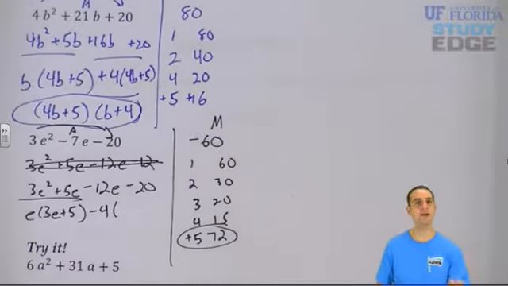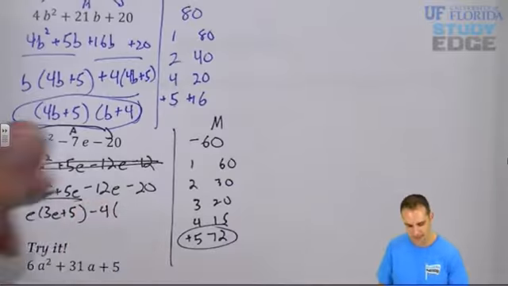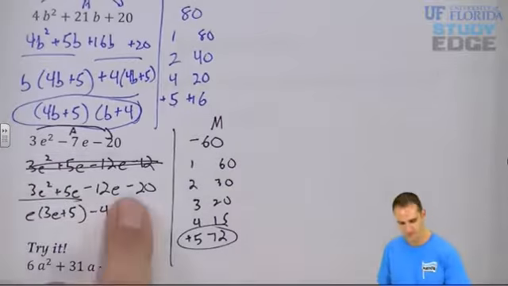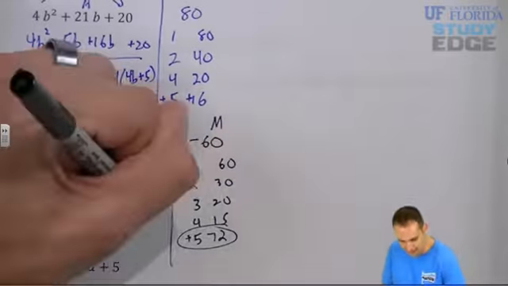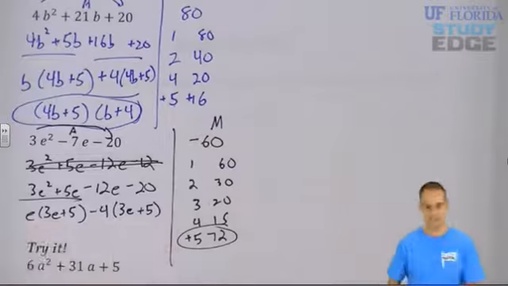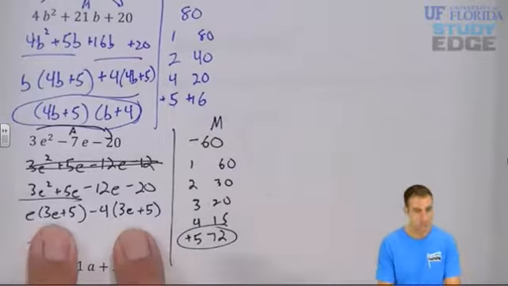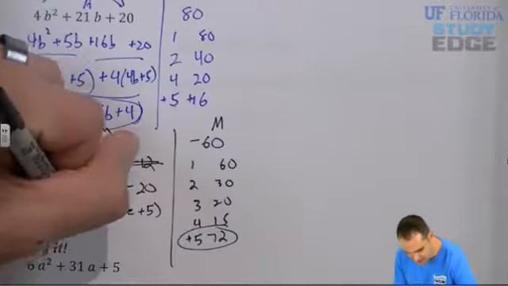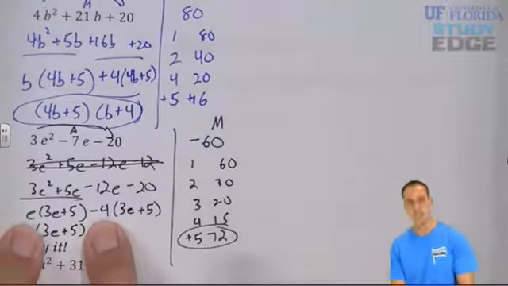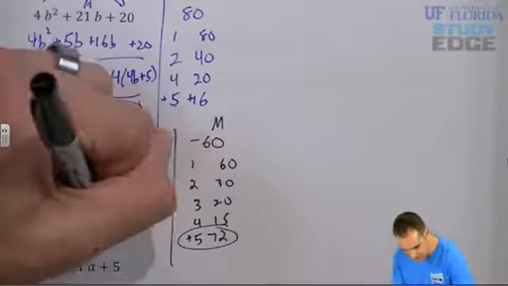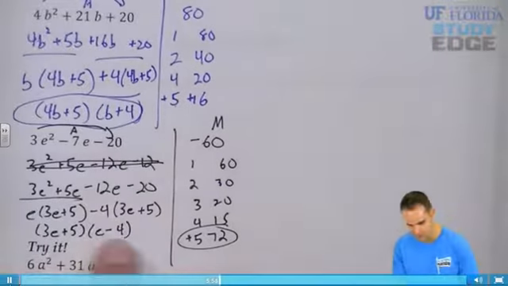And whenever you factor a negative, it's going to change all the signs. So negative 12 divided by negative 4 will be 3e. Negative 20 divided by negative 4 will be plus 5. But we expected these to be the same, as they should. Factor out the 3e plus 5, and you're left with e minus 4. And that is your factored form.